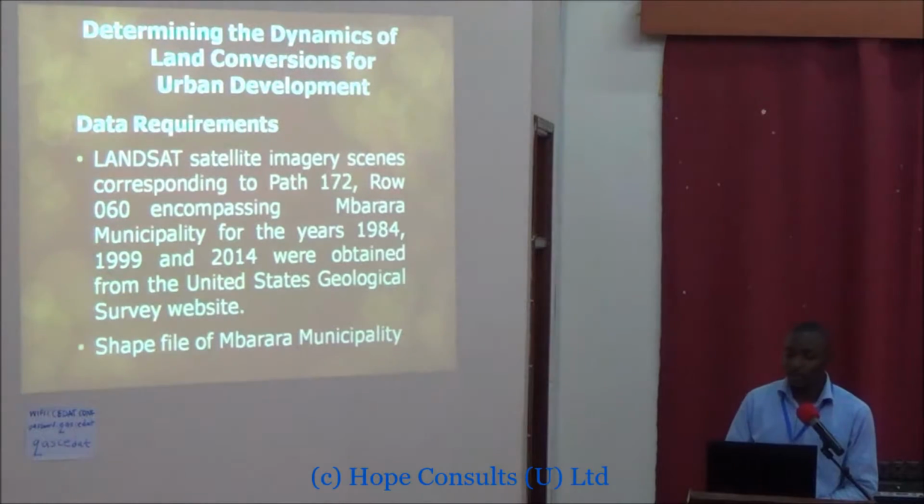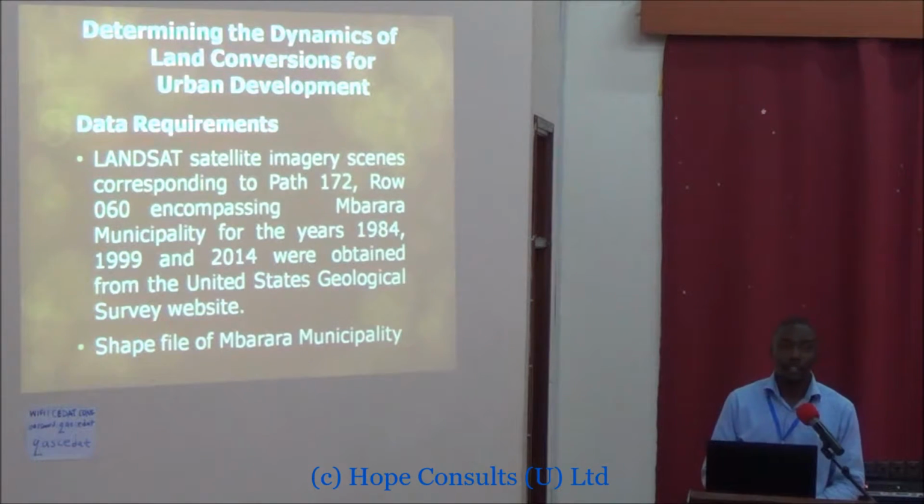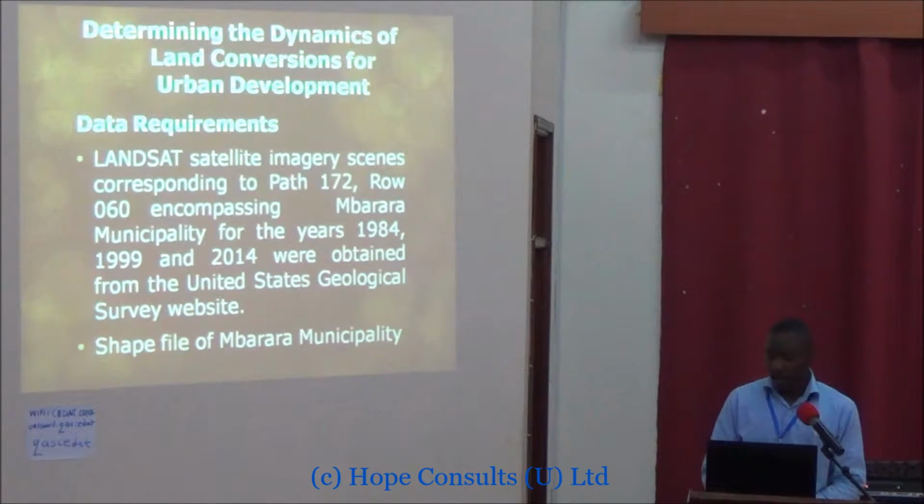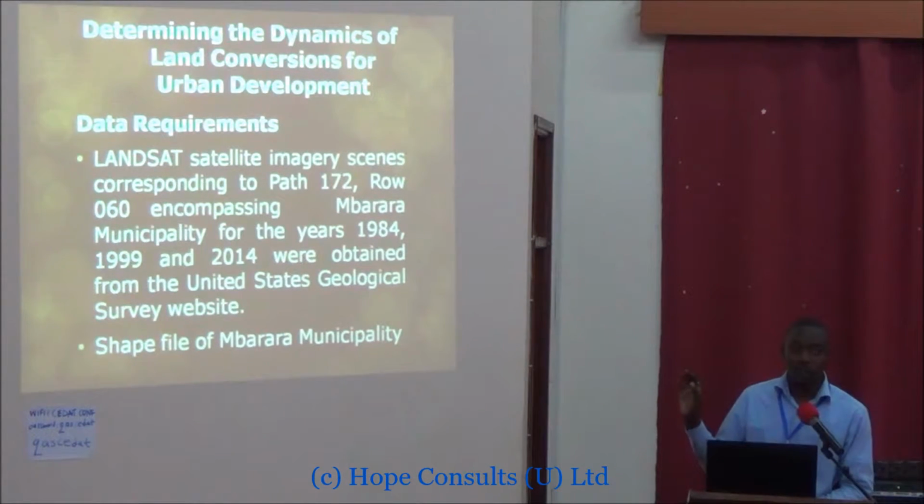In order to determine the dynamics of land conversions for urban development, there were certain requirements I needed. First and foremost, I needed Landsat imagery, which I got from the USGS website. I used Landsat imagery because it's free and has many spectral bands. The ones I got corresponded to path 172 and row 60 for three different years: 1984, 1999, and 2014.